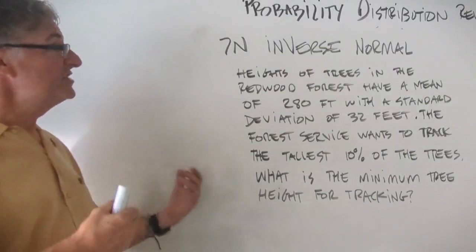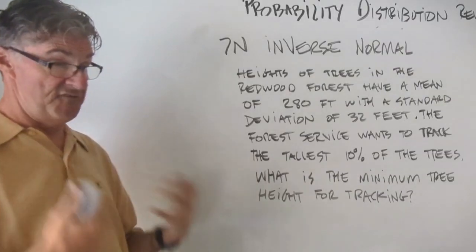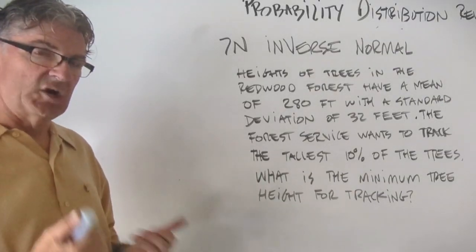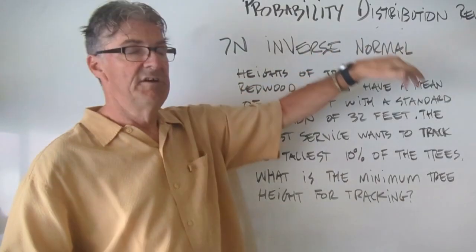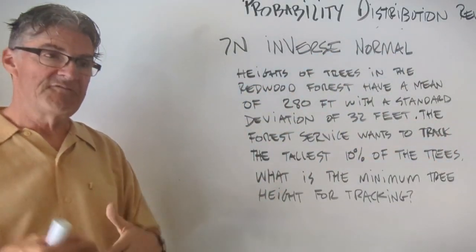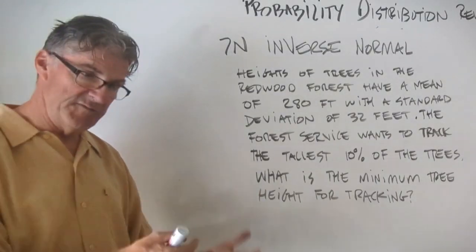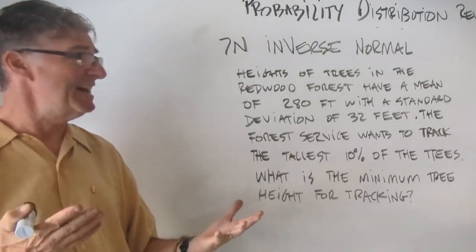Okay, 7N, last lesson in this fairly long chapter. Fortunately, not terribly complicated. Okay, so inverse normal. Up until now, we've found probabilities with the normal distribution. You're given parameters and you're asked to find probabilities for various levels of success.